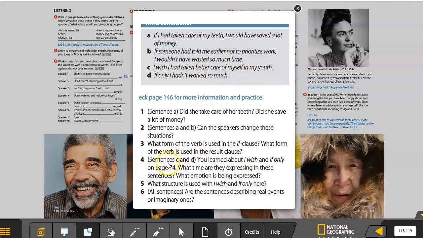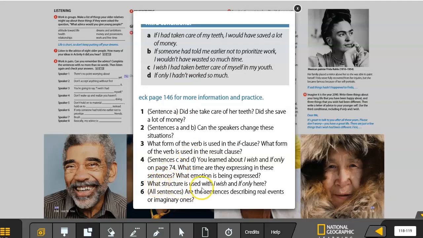Now, number 4, sentences C and D. You learn about I wish and if only on page 74. And we did that in class, guys. So what time are they expressing in these sentences? What emotion is being expressed? Remember, regrets.